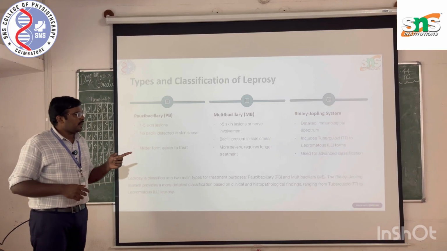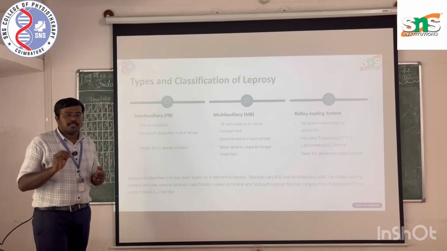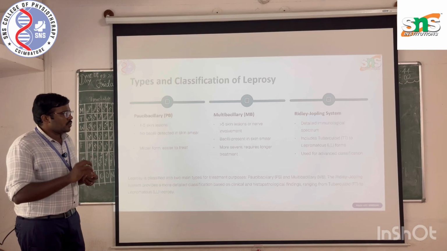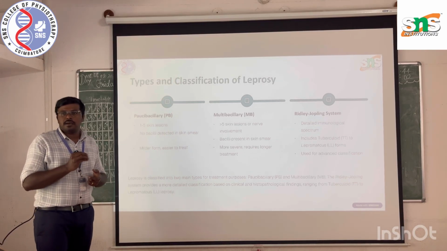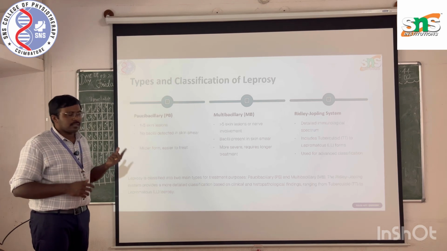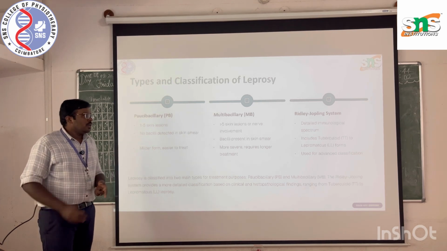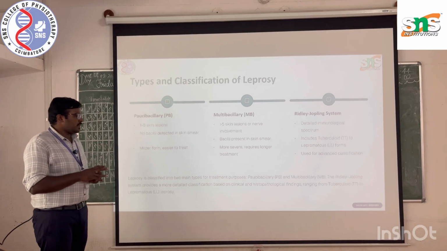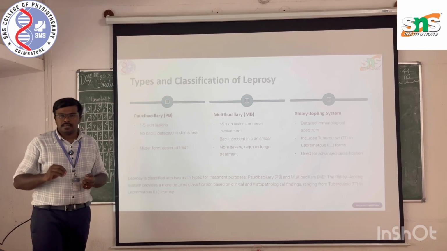And the third type is the Ridley-Jopling system. This is mainly an immunological spectrum, which includes tuberculoid and lepromatous forms. It is mainly the advanced classification, the third type. These three types of leprosy are the most common in India also.